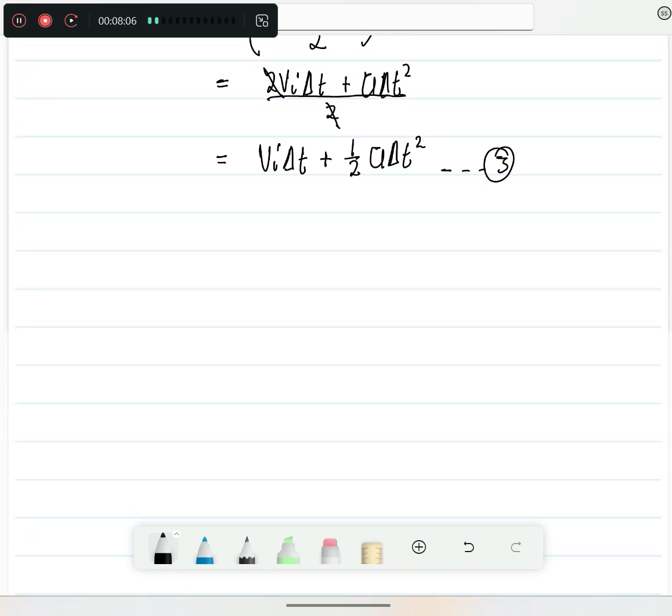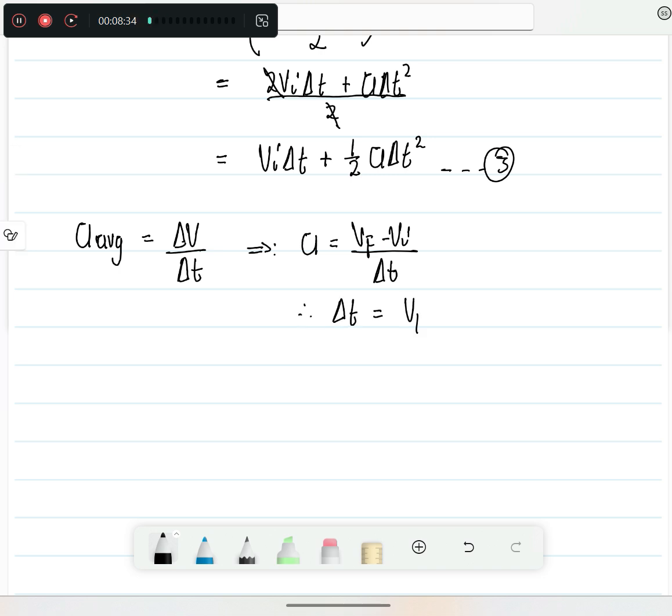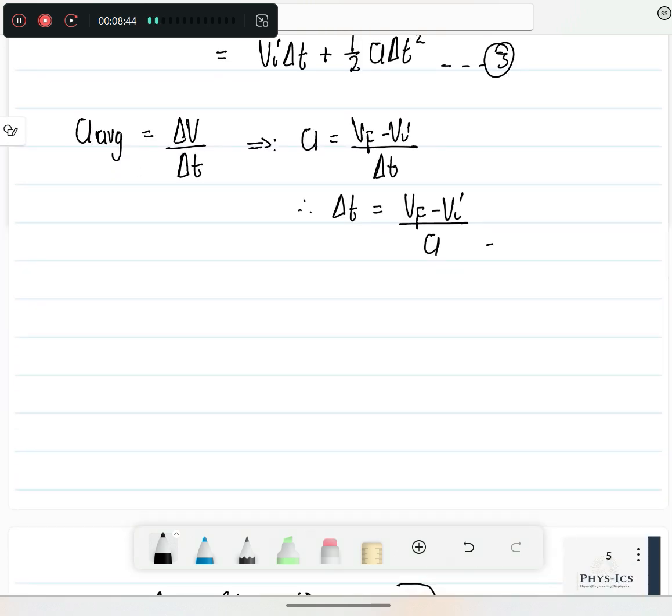And for the fourth one, he went back again to the same average acceleration, such that we're looking at change in velocity over a specific time. And then he said the actual acceleration will be given by Vf minus Vi divided by change in t. And if we make change in t the subject of the equation, you will have change in t equals Vf minus Vi over a.